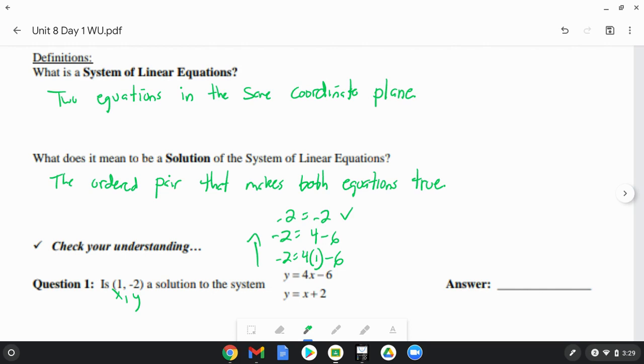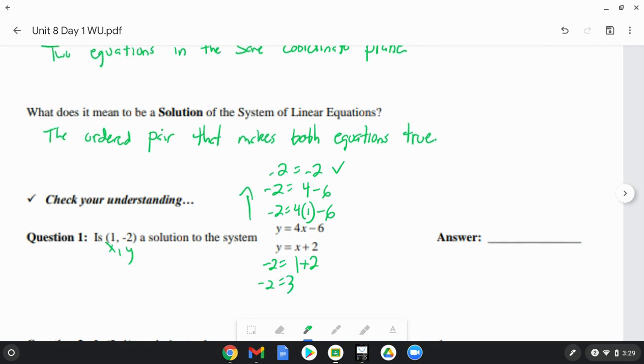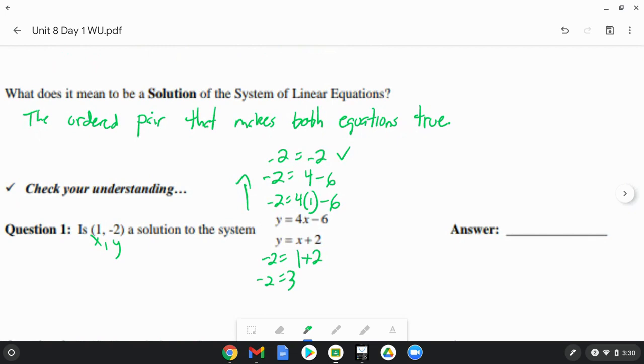But now the question is, does it work out for the bottom? So let's see if it works for both. Because if it doesn't work for both, then the answer is no, if it only works for one. So this would be -2 equals 3. And I don't think that's true, right? -2 will never equal 3. So this answer is no, it's not true.